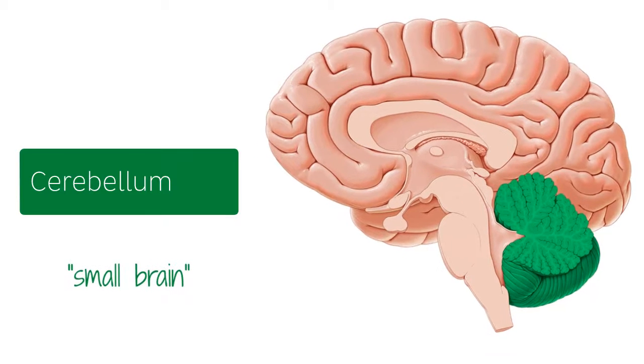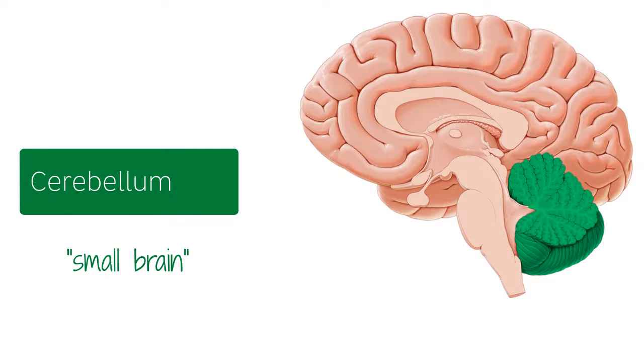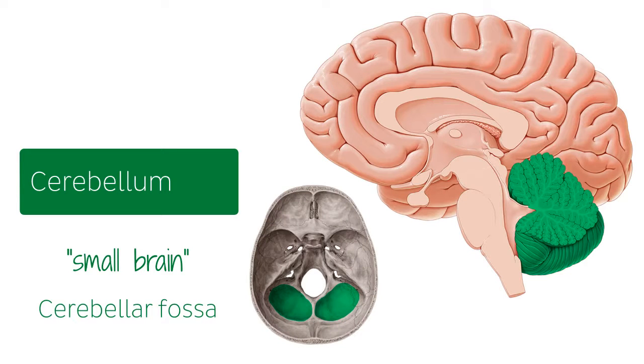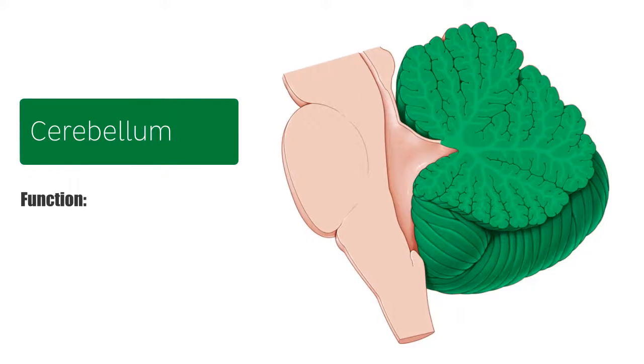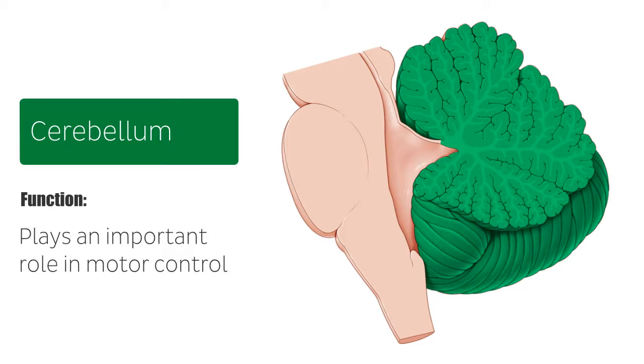Now, inside the skull, the cerebellum is located in what we call the cerebellar fossa, which is highlighted here in green on this image of the superior view of the cranial vault, or the cranial base. The cerebellum plays a lot of very important functions that we're going to talk about, but mainly it plays an important role in motor control.